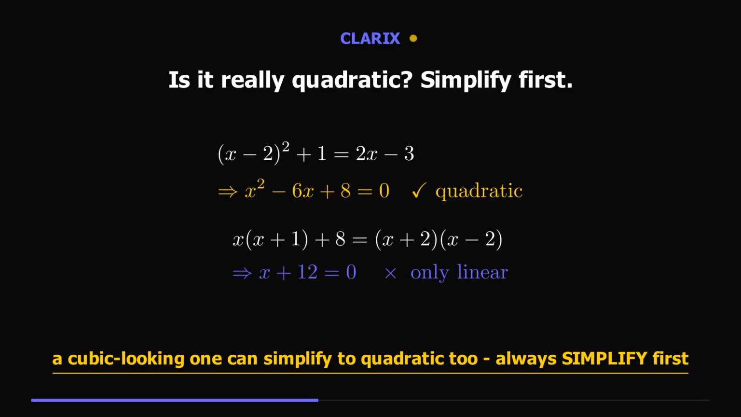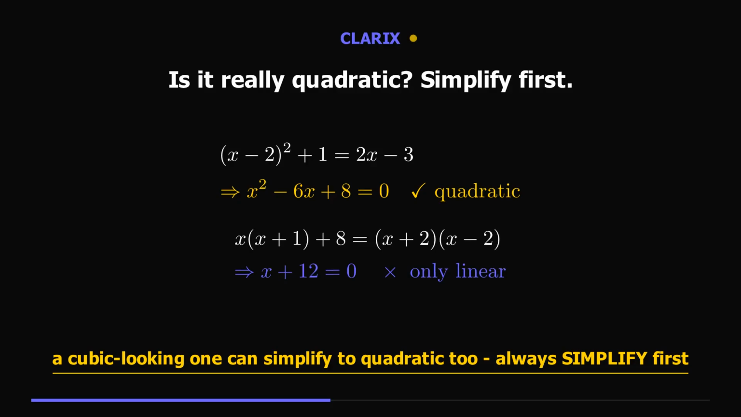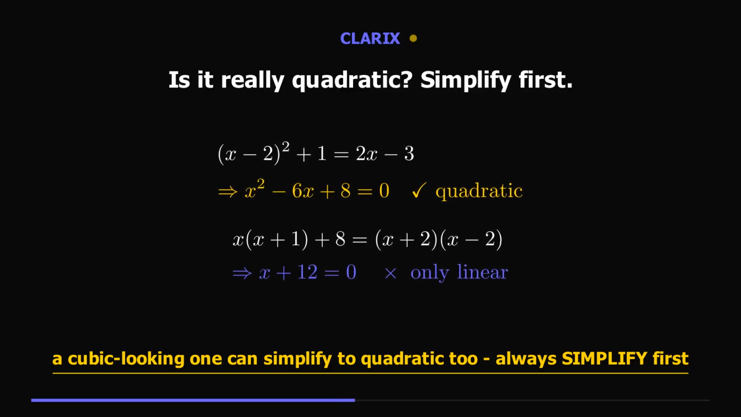x times x plus 1 plus 8 equals x plus 2 times x minus 2. The left is x squared plus x plus 8. The right is x squared minus 4. The x squared terms cancel, leaving x plus 12 equals 0. Just linear, not quadratic, and here's the twist. Something that looks cubic, like x plus 2 all cubed equals x cubed minus 4, can simplify down to a quadratic. So never judge by appearance, always simplify first.